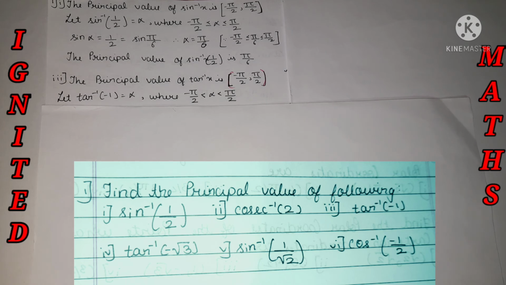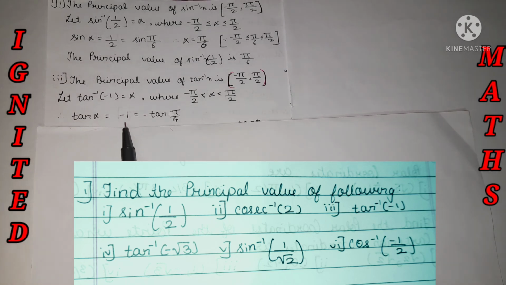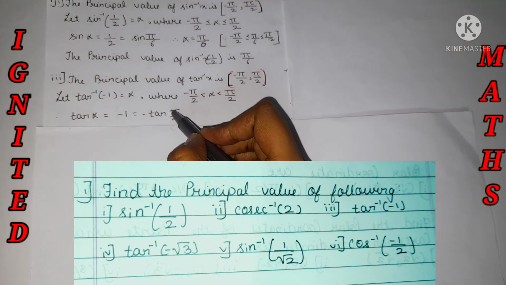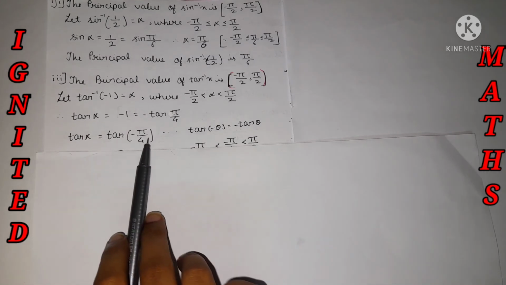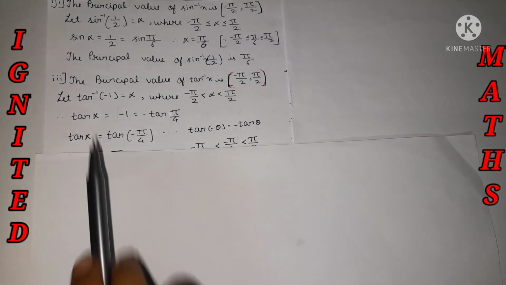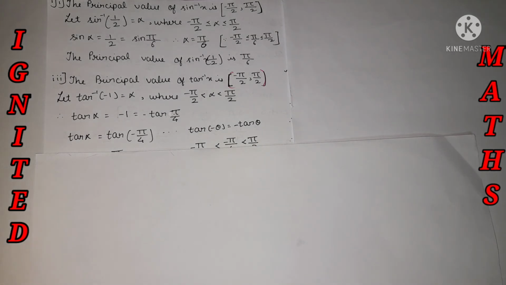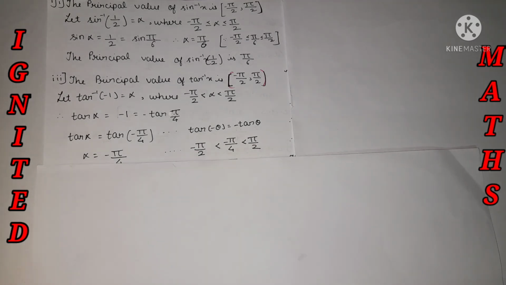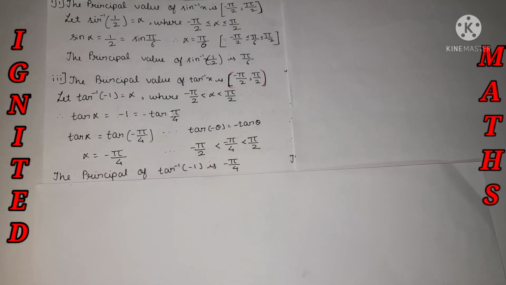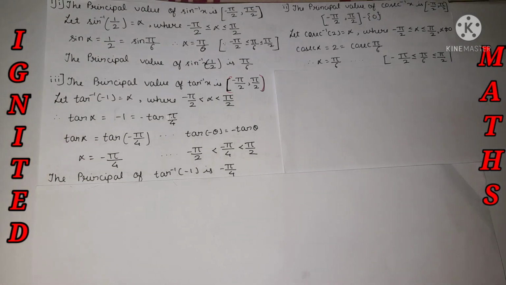So tan alpha is equal to minus 1. Minus 1 is nothing but minus of tan pi by 4. According to the trigonometric function of negative angles, tan of minus theta is minus tan theta. So tan alpha is equal to tan of minus pi by 4, in which alpha is equal to minus pi by 4. Now this minus pi by 4 lies between minus pi by 2 and plus pi by 2. Yes, it is absolutely lying. So the principal value of tan inverse of minus 1 is minus pi by 4. We need to find the value of the second.